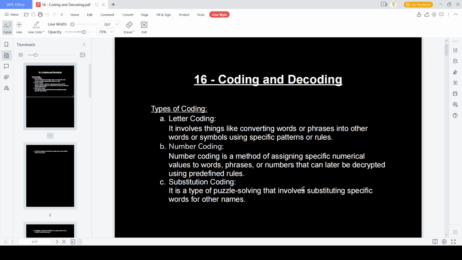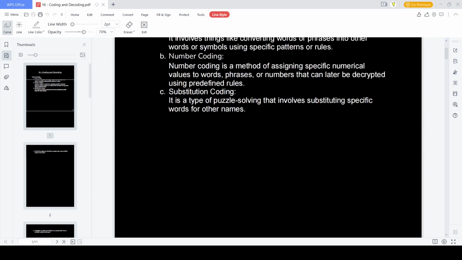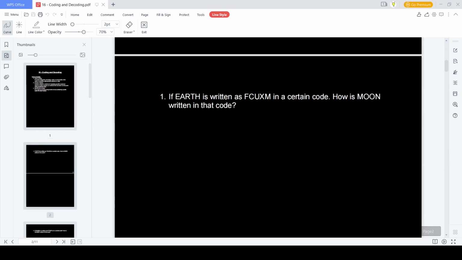Okay, this is actually a little more logical than what we were doing till now, like all formulae and mathematics equations and all that. This is going to be a little more logical, where if you solve more questions, you will get the idea of how to code a few, say, letter coding or number coding or some substitution. Okay, so let's get into the questions.